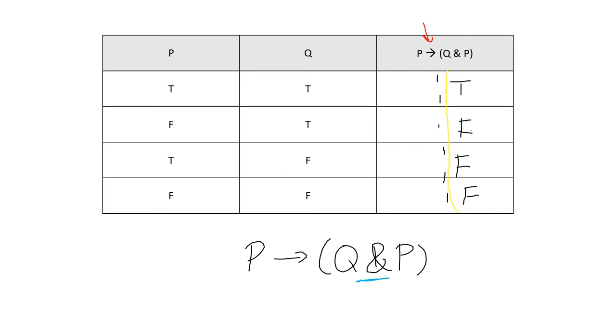I'll highlight it here in yellow. So we just created this one to evaluate the Q and P. And so we're going to compare this with our P because that's our antecedent. And so where is a conditional statement true? Well, a conditional statement is true wherever the antecedent is false, or the consequent is true. And in these other ones, they're all false.